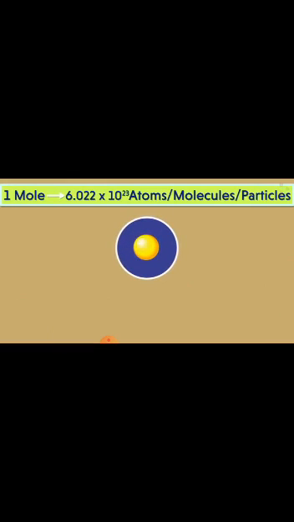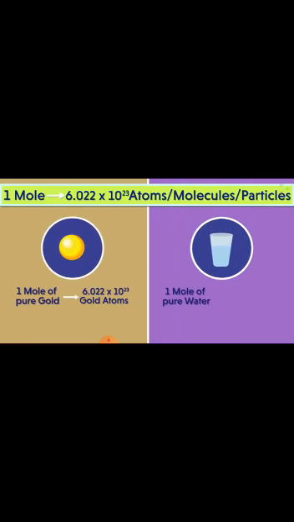Now here's 1 mole of this pure gold. How many atoms does it have? Yes, as it's 1 mole, it will have 6.02 times 10 raised to 23 atoms in it. Similarly, 1 mole of pure water will have 6.022 times 10 raised to 23 water molecules inside it. So is this how we define 1 mole? 6.022 times 10 raised to 23 atoms or molecules or particles? Well, that's the simplest way to understand it.